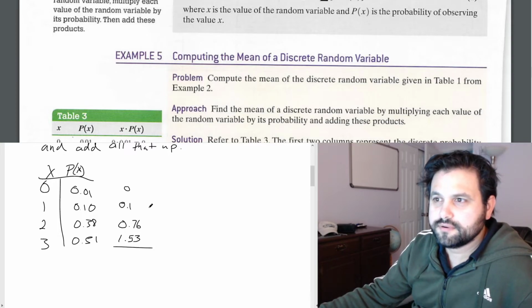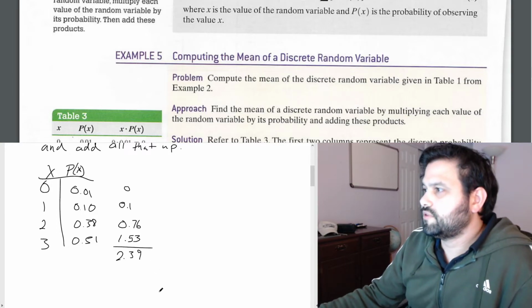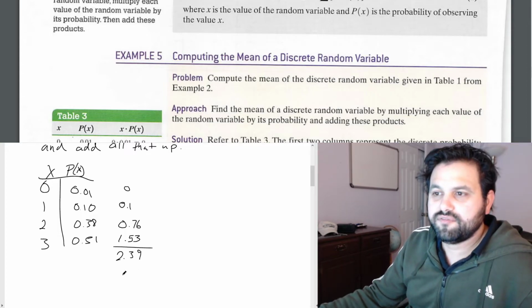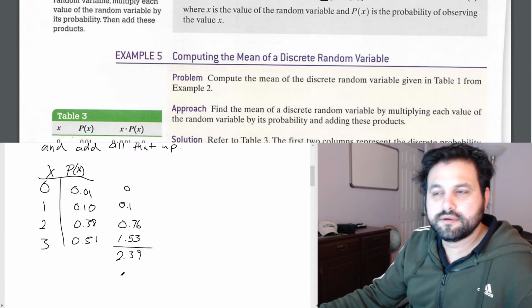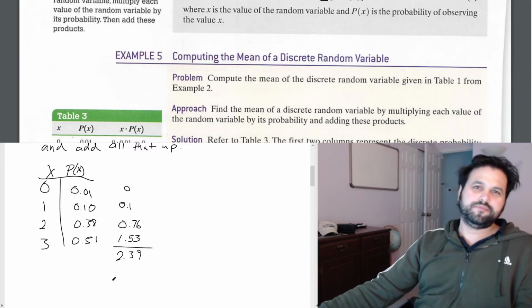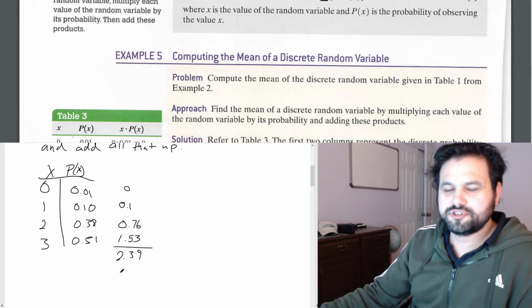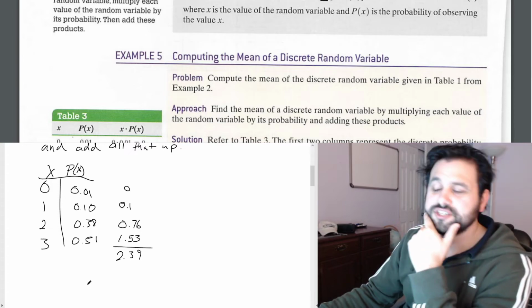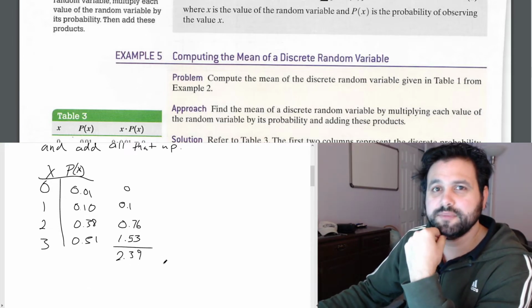Okay, so let's see what we got here. 9, 3, 2. So 2.39. So we get an average of about 2.39 free throws made. You might be thinking, well, you can't make 0.39 free throws, so should I make my answer 2 or should I make my answer 3? Well, no, actually 2.39 is going to be our answer.